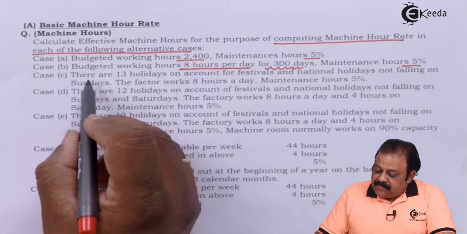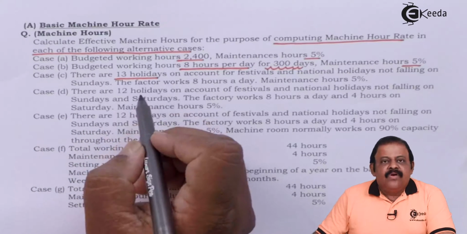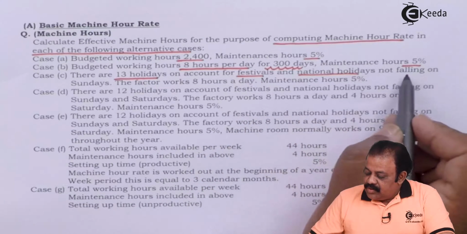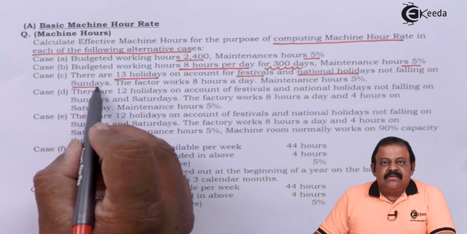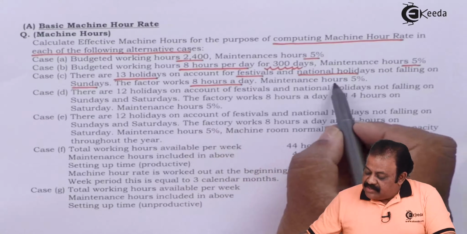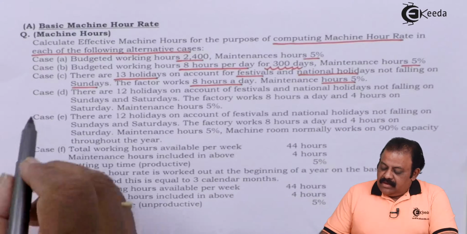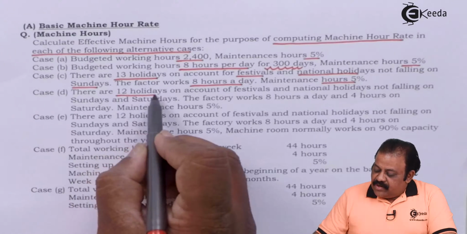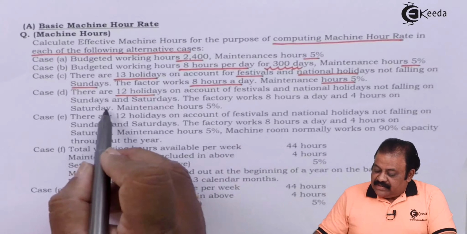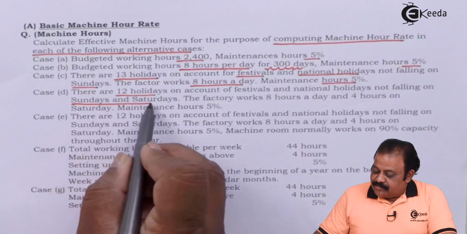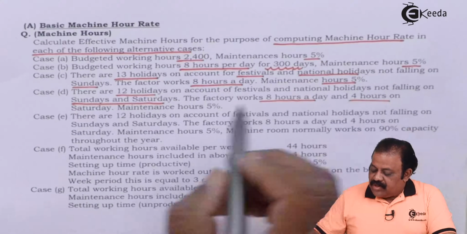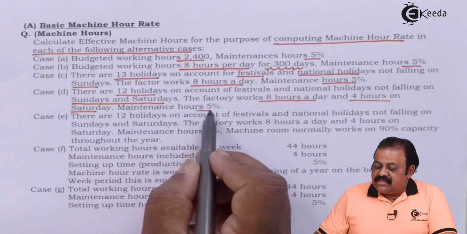Case C, there are 13 holidays on account of festivals and national holidays not falling on Sundays. The factory works 8 hours a day and maintenance hours 5%. Case D, there are 12 holidays on account of festivals and national holidays not falling on Sundays and Saturdays. The factory works 8 hours a day and 4 hours on Saturday. Maintenance hours are 5%.